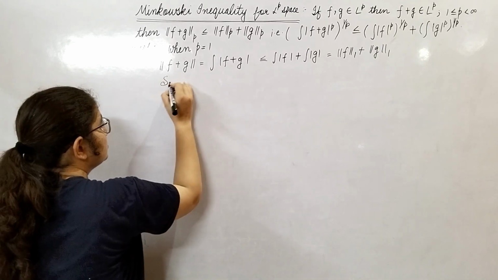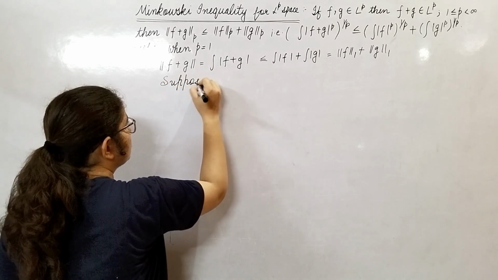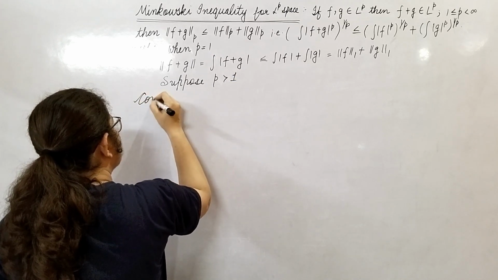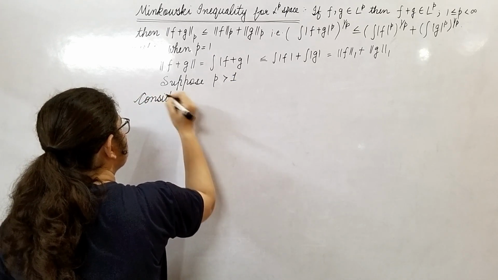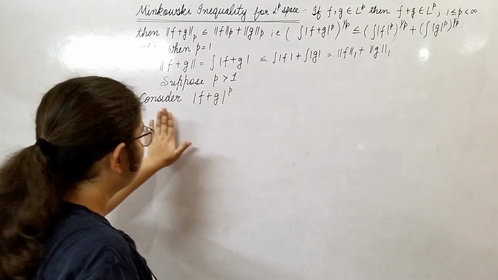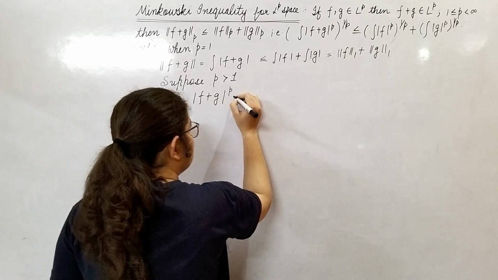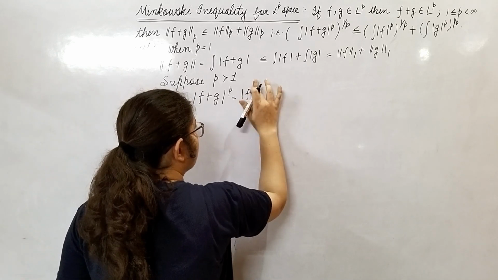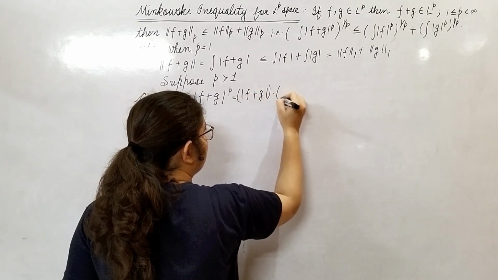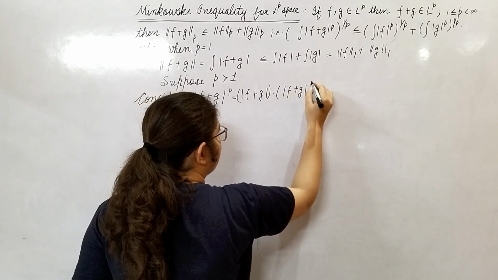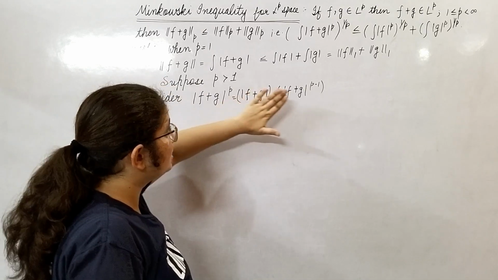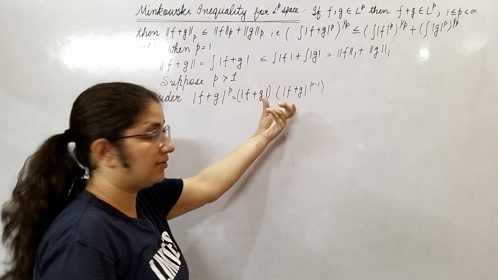Now suppose P is greater than 1. For this case, consider F plus G raised to the power P. Now this is equal to F plus G into F plus G raised to the power P minus 1. What I did, I just separated one power from this.